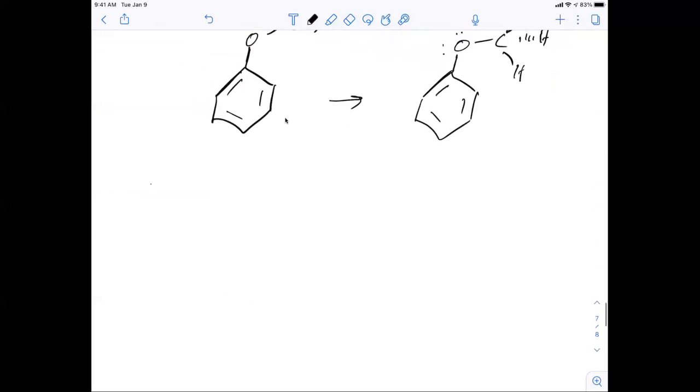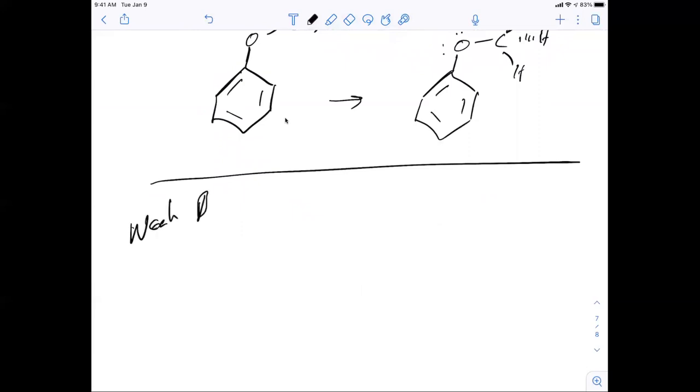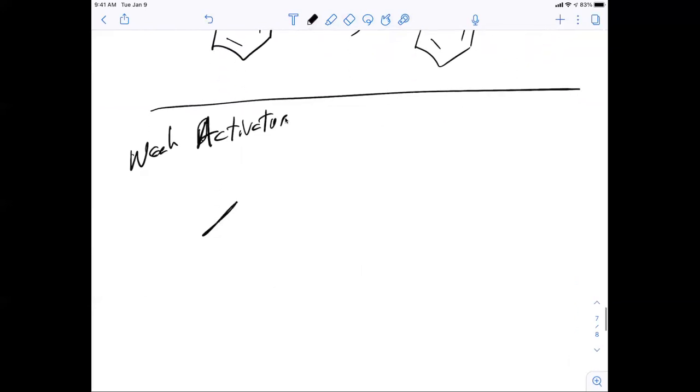The last one is the weak activator. And that's the one we saw here.